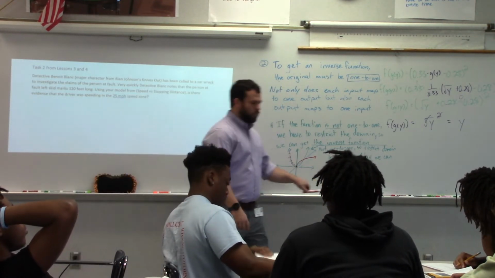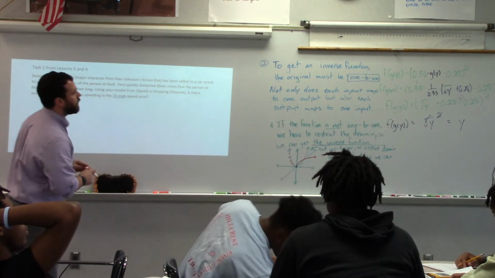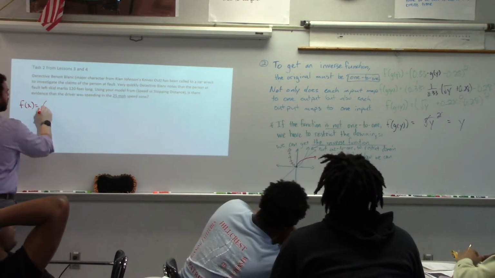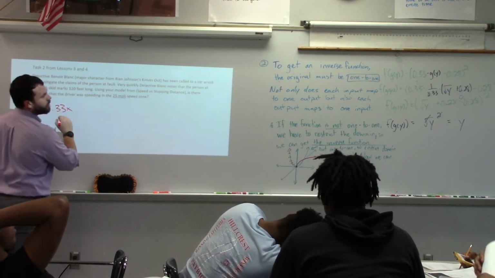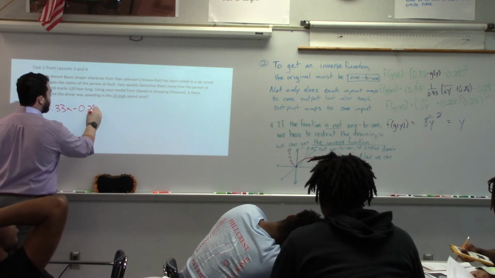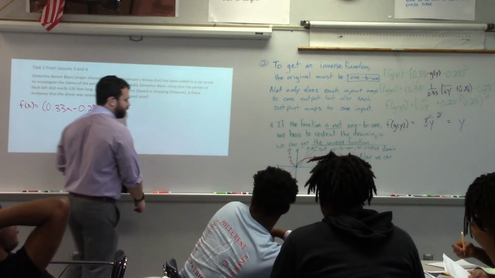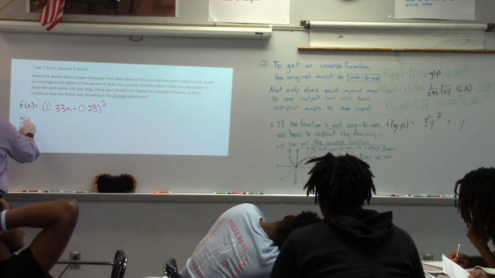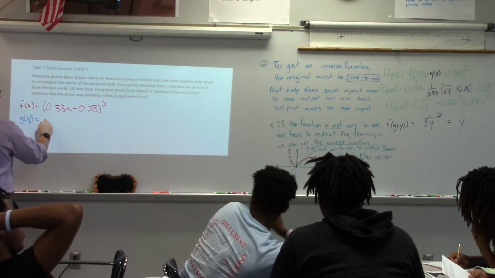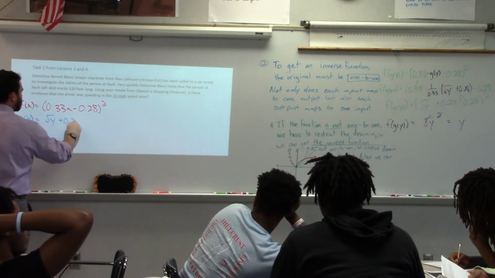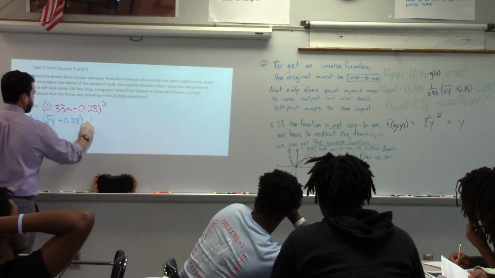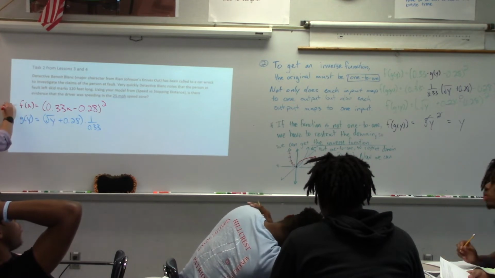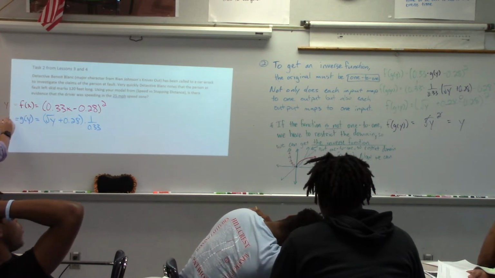Because what was the function that we dealt with earlier? I think Caleb's original function was f of x equals 0.33 x minus 0.28 squared. That was the original. The inverse for Caleb was that g of y is equal to the square root of y plus 0.28. And so I would also probably make the note, right, that y is equal to f of x and x is equal to g of y.